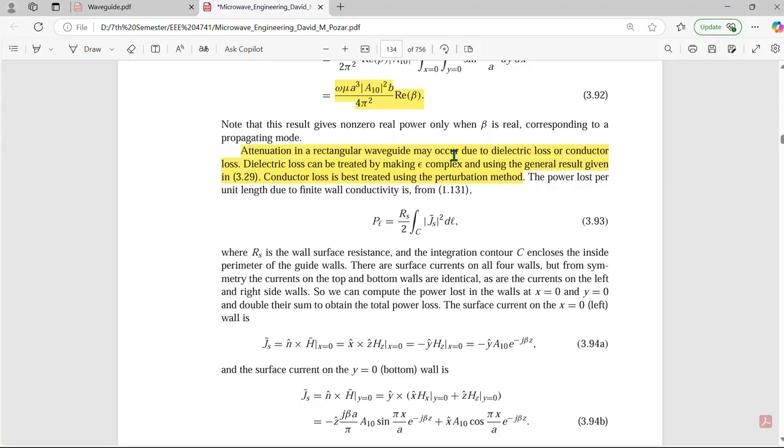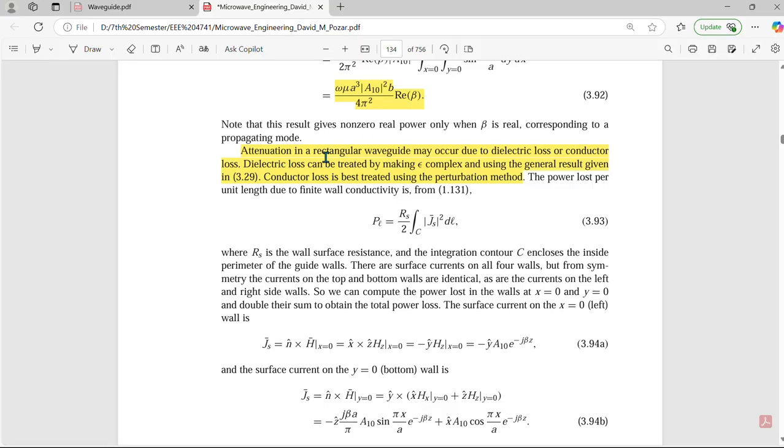So attenuation in rectangular waveguide may occur due to the dielectric losses and the conductor loss. Dielectric loss can be treated by making epsilon complex and using the general result given in equation 3.29. Conductor loss is best treated using the perturbation method. That means using the perturbation method.